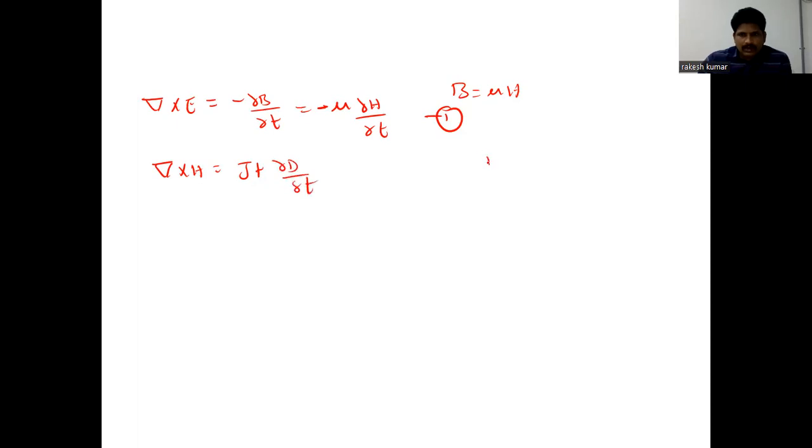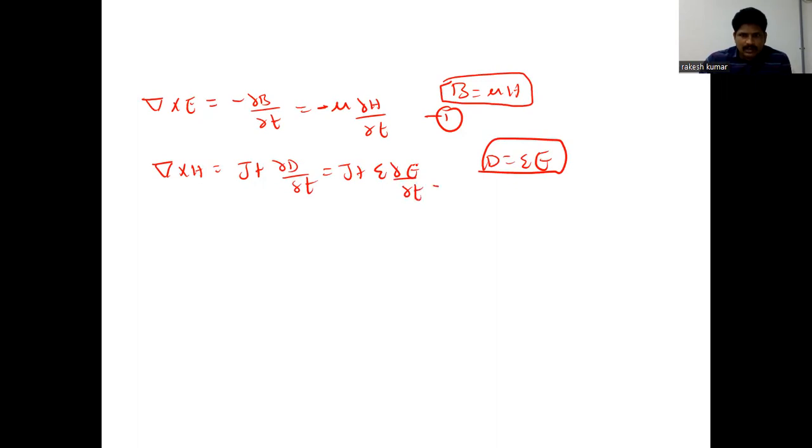For example, curl of E is equal to minus dB by dt. We know the relation B is equal to mu H, so the same thing I can write as minus mu dH by dt. Let's consider this as equation 1. Similarly, the second one, curl of H is equal to J plus dD by dt. We know that D is equal to epsilon E and B is equal to mu H. So this can be written as J plus epsilon into dE by dt.